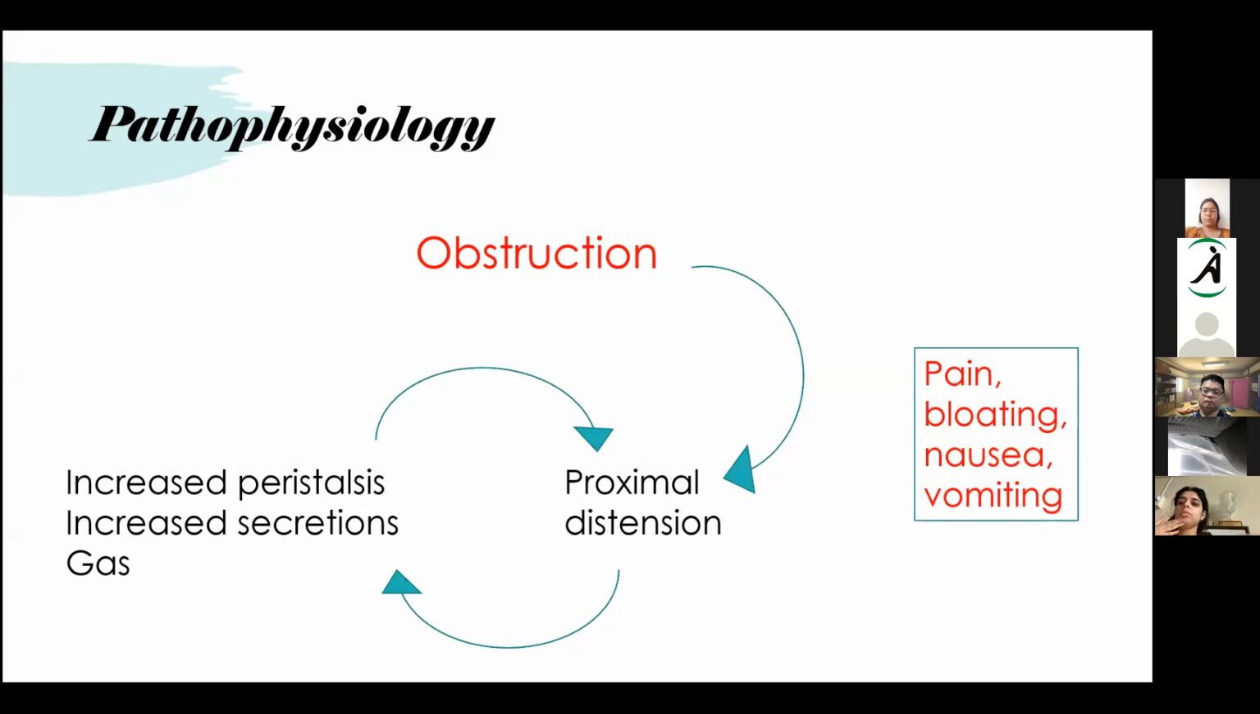Whenever there is an obstruction in the bowel, there will be accumulation of contents proximal to the obstruction, which will cause proximal distension of the bowel. The bowel will get distended. This distension activates various mechanisms in the bowel, which will result in increased peristalsis and increased secretions. Basically, whenever there is a distension, the bowel will try to push harder so that the contents will go forward. And again, as I mentioned earlier, the next natural response would be to flush it. To flush it, there will be increased secretion.